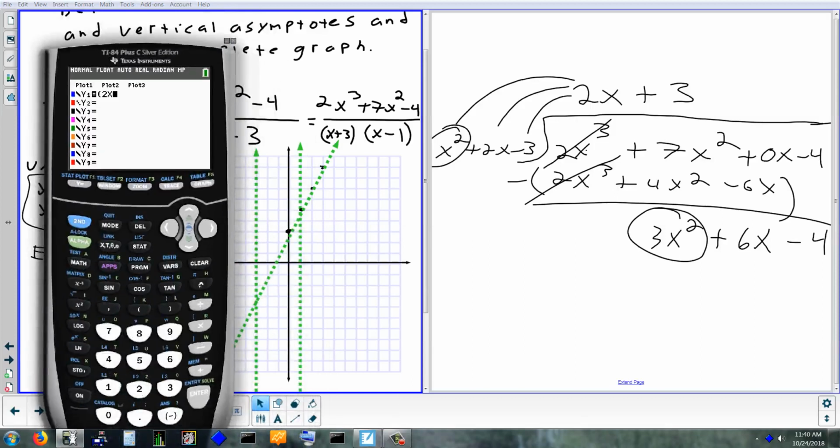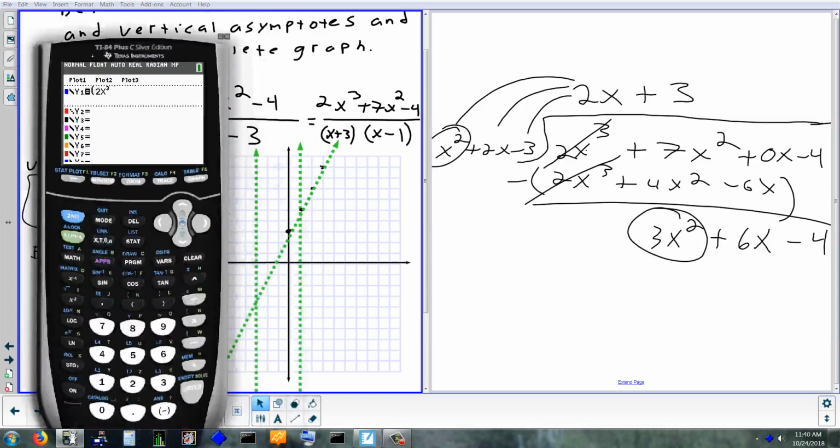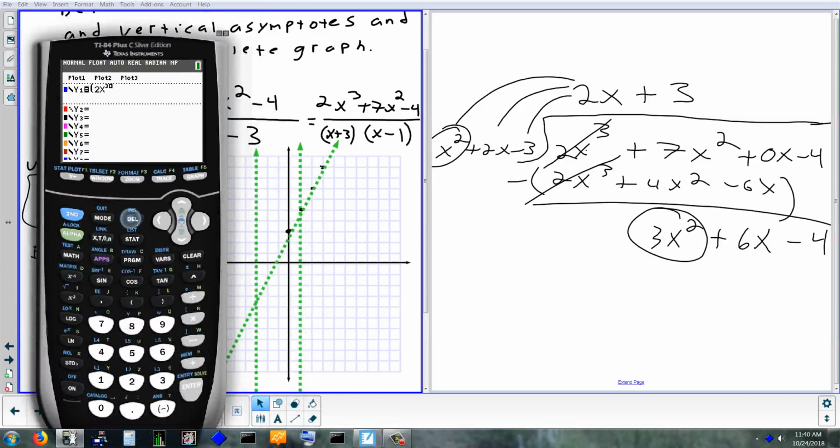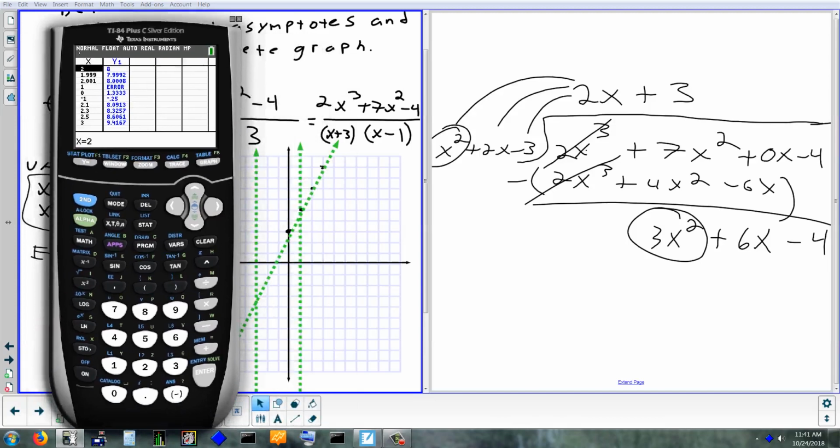So 2x cubed plus 7x squared minus 4, divided by x squared plus 2x minus 3. I like to check the asymptotes just to make sure I got those right. So let's plug in -3, okay, as we expected, and 1. That's also what we expected.